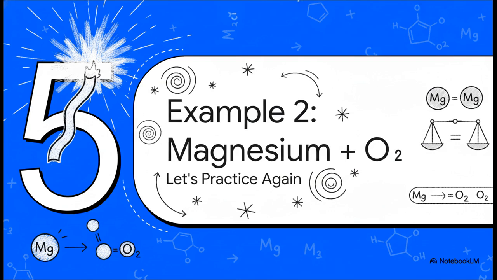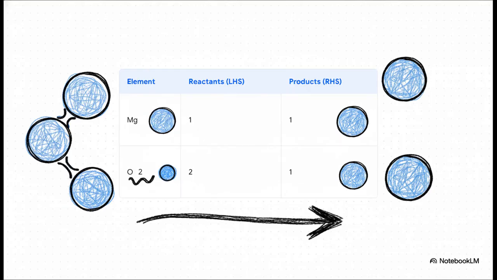Let's go back to that burning magnesium ribbon reaction we saw at the beginning. Let's balance that equation properly now. So, here's our skeletal equation again. Mg plus O2 gives MgO. Let's do a quick count. 1 Mg on the left, 1 on the right. Okay, 2 O on the left, but only 1 O on the right. That's our problem right there. We need to fix the oxygen.